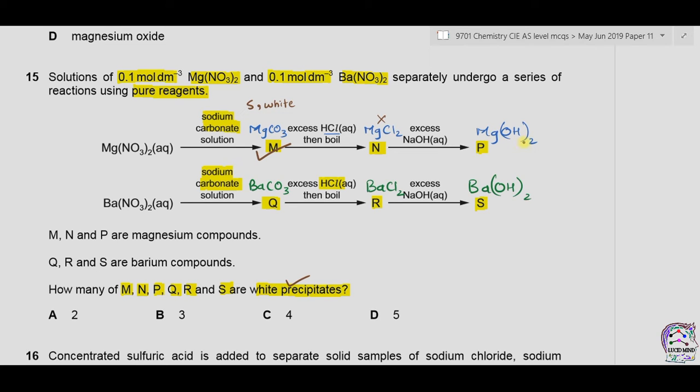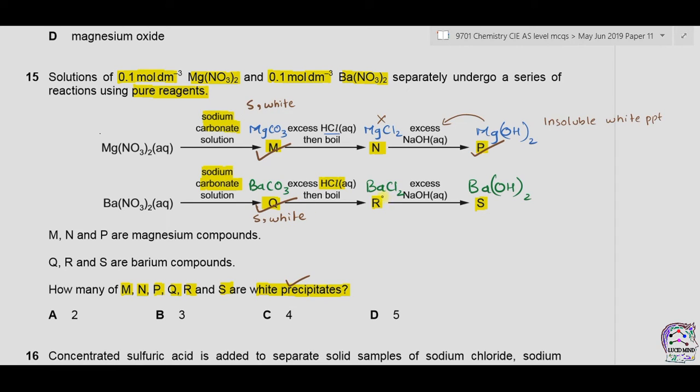Third one is magnesium hydroxide. Now the solubility of magnesium hydroxide is very less, and when excess sodium hydroxide is added, magnesium hydroxide precipitates out in the form of insoluble white substance. So it could be P. Now Q is barium carbonate, which is white precipitate in the form of solid as it is insoluble. So it could be Q.